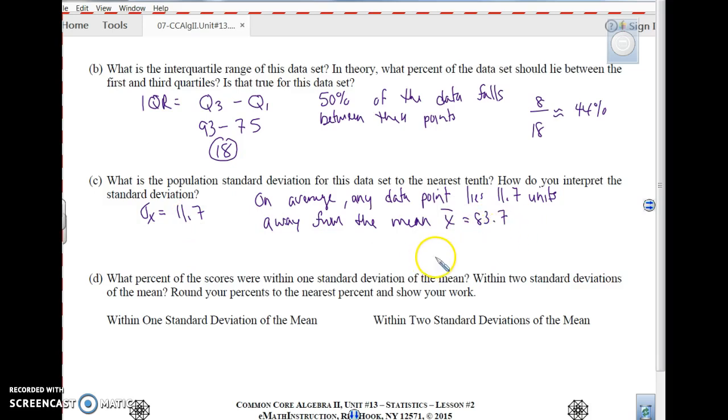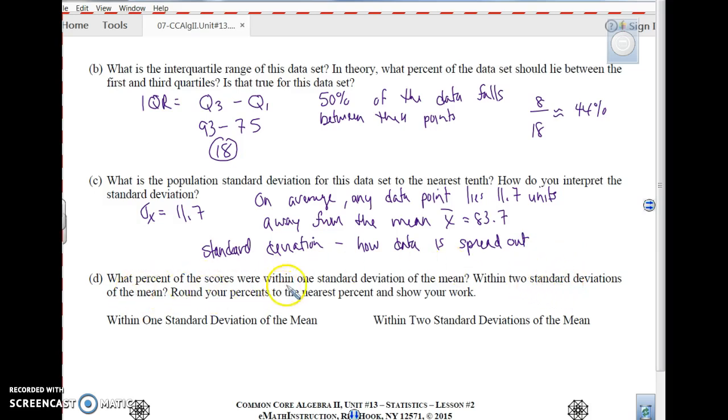So what does that mean? Is our data more spread out or less spread out? The higher the standard deviation, the more spread out it is. The lower the standard deviation, the more close together it is. So standard deviation is equivalent to how the data is spread out from the mean. All right, so it's how the data is spread out.